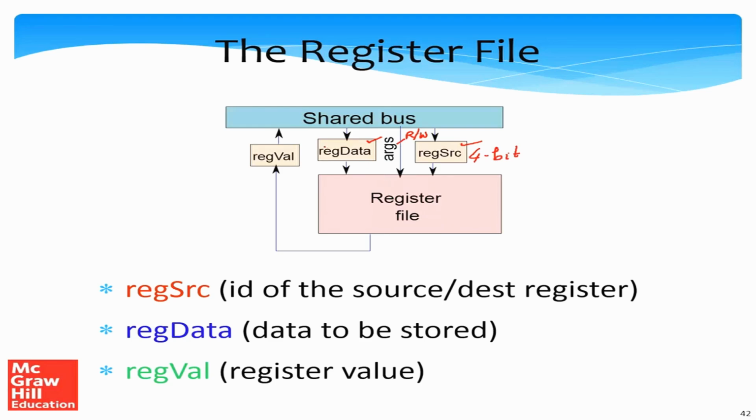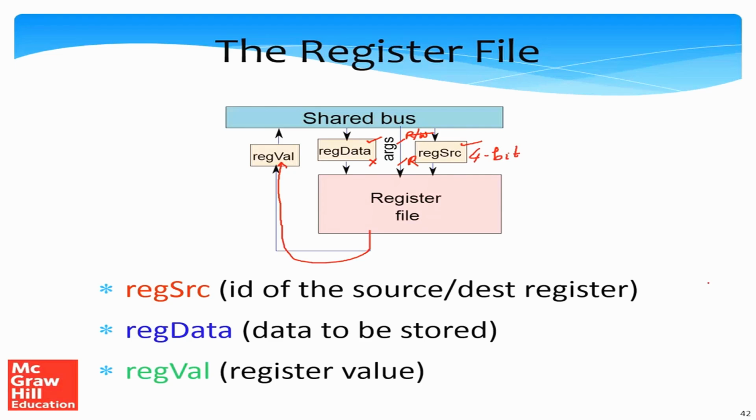Alright, so what is reg data again? When I'm writing to a register, reg data contains the value that needs to be written. Assume that I want to read a register, then the value of reg data is irrelevant, so it will not be read. However, the value of the arguments will be equal to R, which means I want to read a register. The ID of the register will be there in reg source, and the contents that are read from the register file will get stored in the reg val micro register.